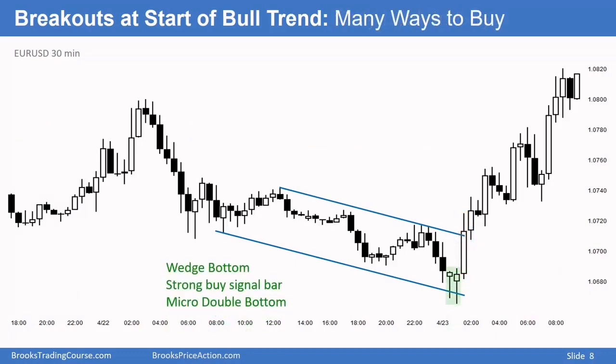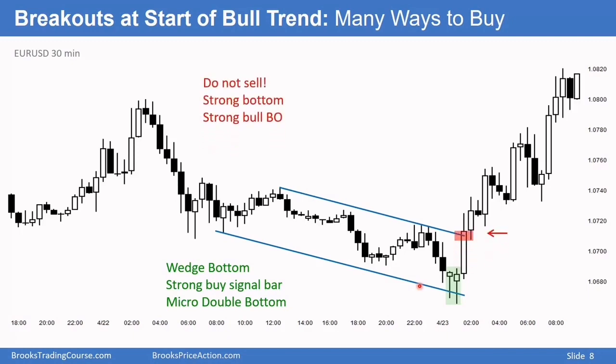I know it does not have a wedge shape. It doesn't matter. You could make it a wedge shape using this low and that low. It would have more of a wedge shape. That doesn't matter. The key point is it's a weak bear channel, probably a bear leg in what will become a trading range or a bull trend. Plus you have a micro double bottom. So the context is good for a swing up.